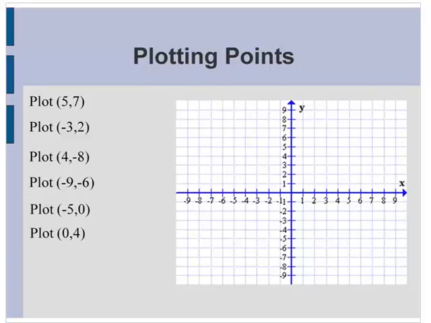So for example, if we wanted to plot the point 5, 7, I'll plot this in black. This is telling us that the x-coordinate is 5 and the y-coordinate is 7. So we would move to where the x-coordinate is 5 and move to where the y-coordinate is 7, and we would sort of line those up. The x-coordinate is 5, the y-coordinate is 7. We plot the point. This is the point called 5, 7.